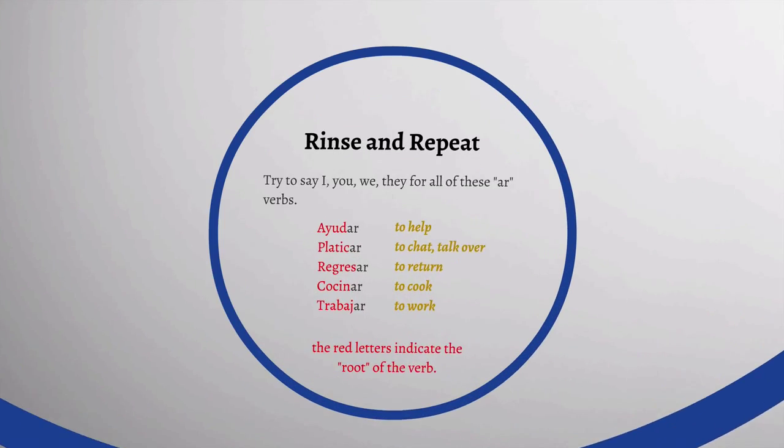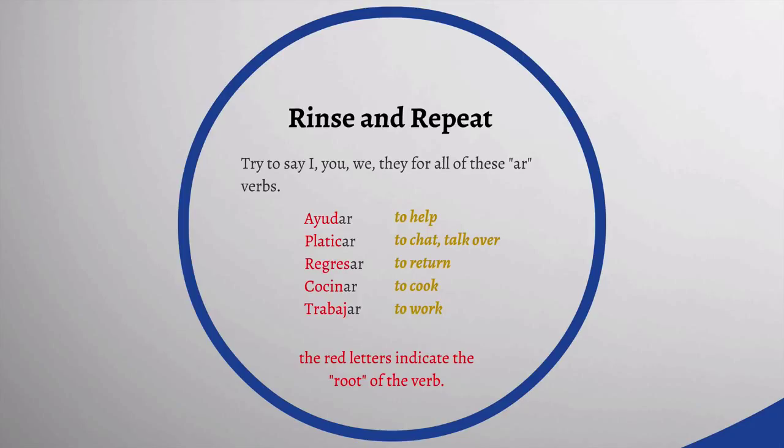So once you know that, you can start rinsing and repeating. That is to say, you're looking at a different group of infinitives here, but they're all ARs. So if you know those terminations, o, as, a, amos, an, then you can conjugate all these verbs. You take the red part and you add the ending. So let's just try one of them. I'm going to choose to chat, platicar, and let's conjugate it. Ready? Repeat after me. Yo platico.